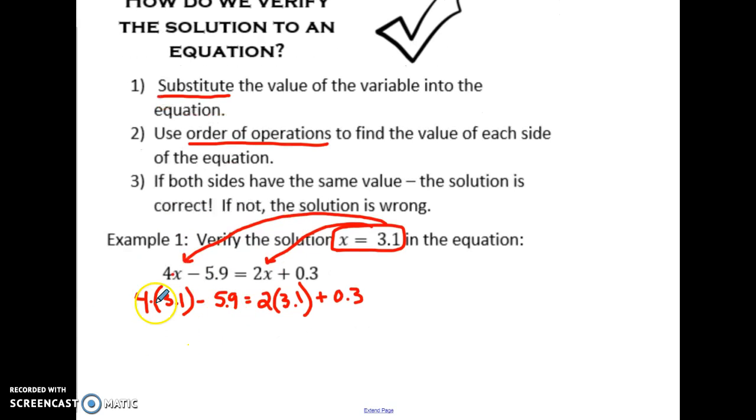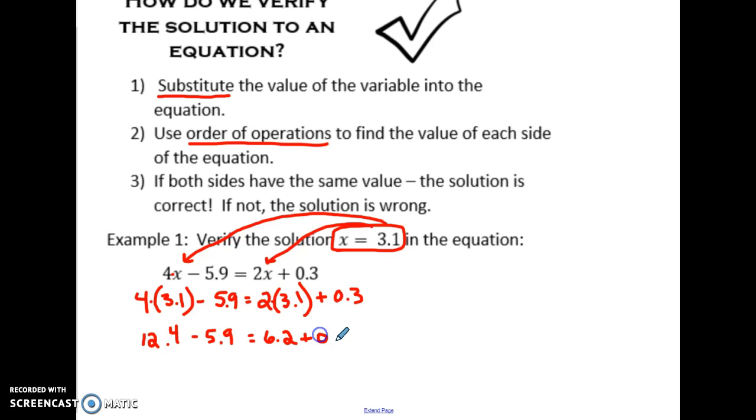And now we're going to move into the multiplying stage because we have order of operations. And of course, we do our multiplying before we do our subtraction. And then on this side, we're going to do our multiplying before we do our addition. So 4 times 3.1 is going to be 12.4. And I'm just going to jot this down so I can keep it nice and balanced. On this side, 2 times 3.1 is going to be 6.2.